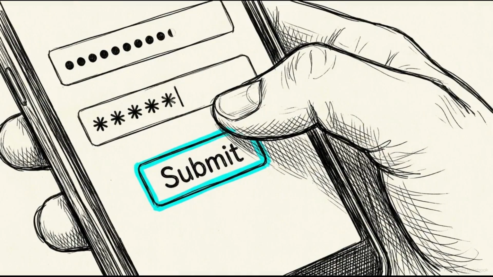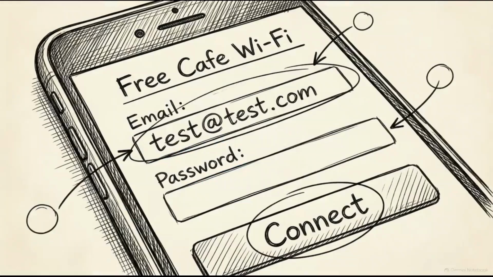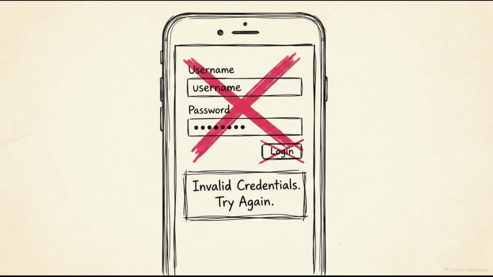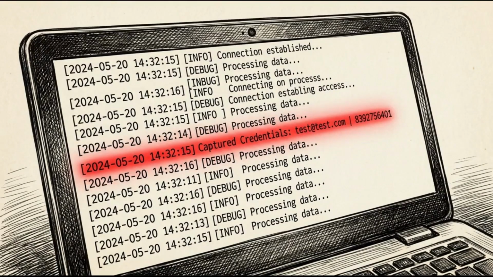Here is the absolute rule for public networks. You should never enter real, sensitive passwords into a Wi-Fi pop-up screen. If you want to test the portal's legitimacy, input an obviously fake email address like test@test.com, along with a random string of numbers for the password. A real authentication system will reject those details. If the portal blindly accepts them and grants you internet access, you have just identified a phishing trap and kept your actual credentials safe.